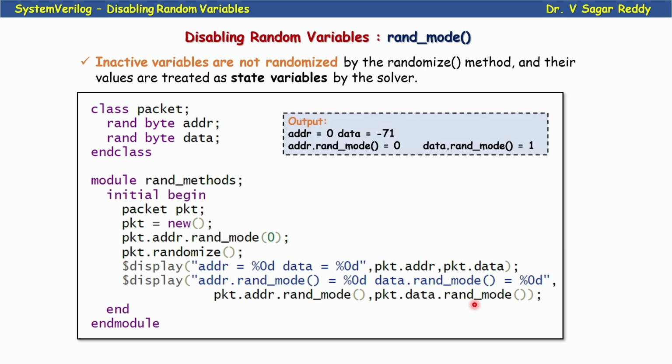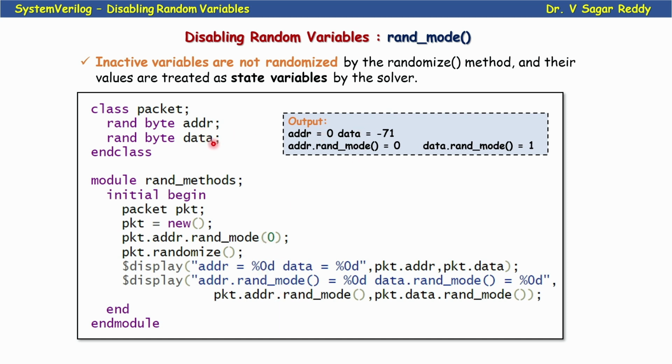We see the output of this program. Address value is 0, data is -71. After randomizing this object, it contains two random variables, but the address random variable is disabled, so it acts as a state variable, meaning it holds the default value of byte type. Byte is a signed 8-bit integer, so the range is -128 to 127, and the default value is 0. Address is 0 because it acts as a normal state variable, since we disabled its randomization by using the rand_mode method.